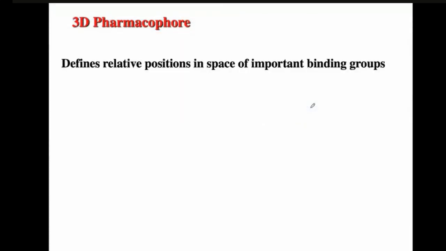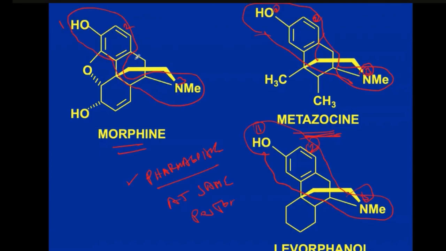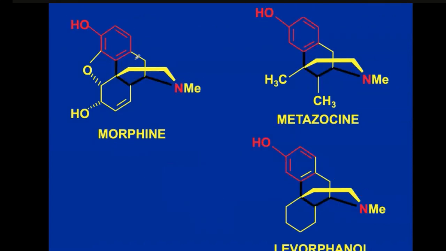Moving on further, we are interested in the 3D pharmacophore because that is the advanced thing. This 3D pharmacophore defines the relative position in space of important binding groups. Here the skeleton is shown, but it is not in a three-dimensional fashion. It is in a 2D fashion. So what we are seeing here is the 2D representation of all the molecules, not the 3D representation, right? It is not in 3D space. For considering a 2D pharmacophore, the 2D relationship is fine. It will give a very good, clear visual inspection of whether the same pharmacophore is exhibited or not, right?